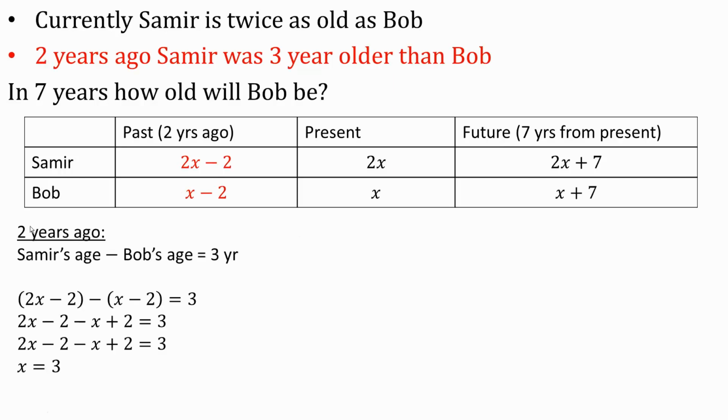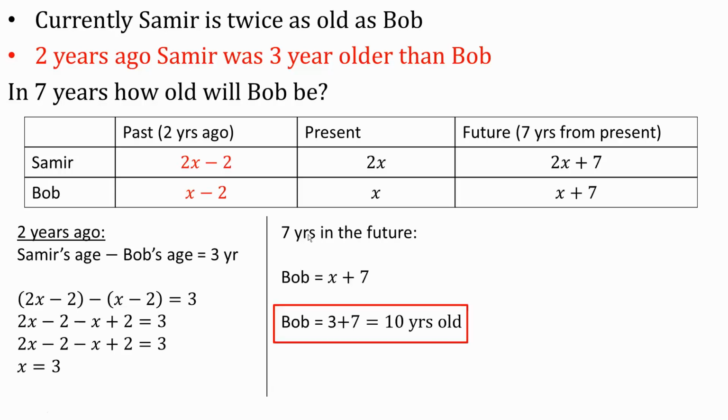So what I could say is, 2 years ago, Samir's age minus Bob's age is equal to 3. Let's check. 2 years ago, Samir was 3 years older than Bob, so Samir minus Bob would give us 3. And so we have 2x minus 2, Samir's age, minus parentheses x minus 2, Bob's age, is equal to 3. 2x minus 2, now we need to distribute the negative. So negative x plus 2, because minus minus 2 would be positive 2. The next step: negative 2 plus 2 is 0. 2x minus x is x. x is equal to 3. And so now we can solve this problem.